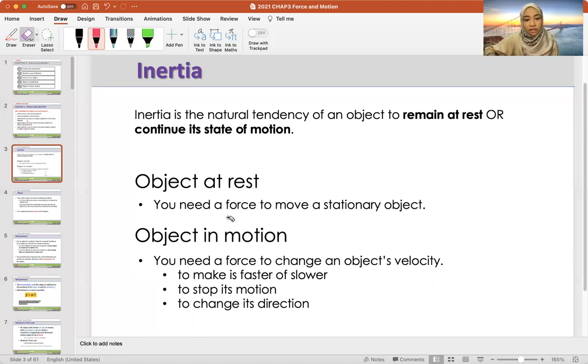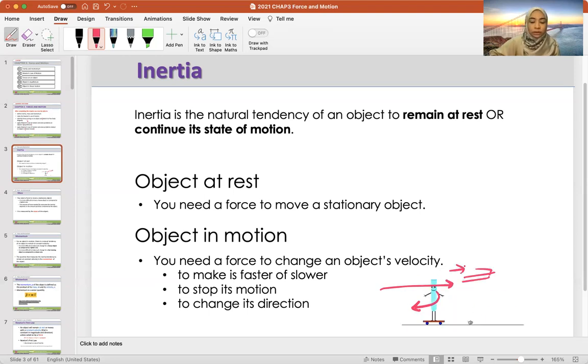Okay, so object at rest, you need a force to move a stationary object, and object in motion, you need a force to change an object's velocity. Okay, to make it faster or slower, or to stop its motion, and also to change its direction. You're moving to the right, it's hard to patah balik, or it's hard to go faster, or it's hard to go slower. Okay.